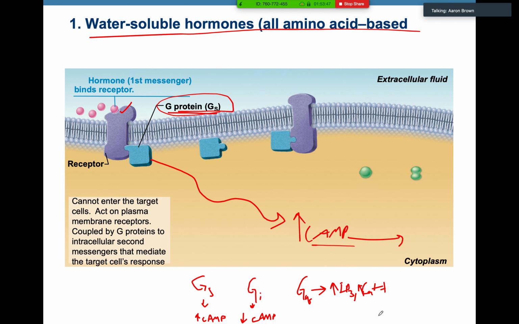Okay, and so that's sort of like a high yield tip for you in general. When you're looking for G sub Q receptors, think about muscles, like smooth muscle tends to have G sub Q because G sub Q works by increasing calcium, and muscles love calcium. That's how they work.